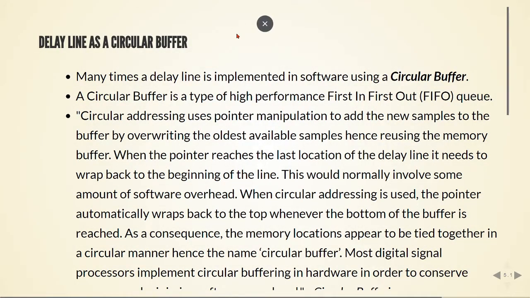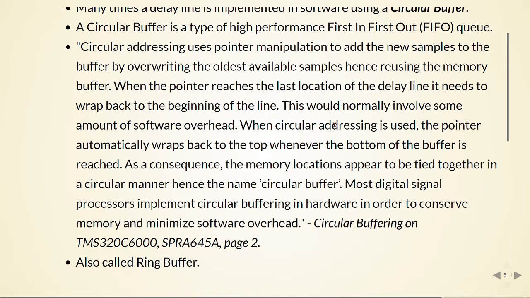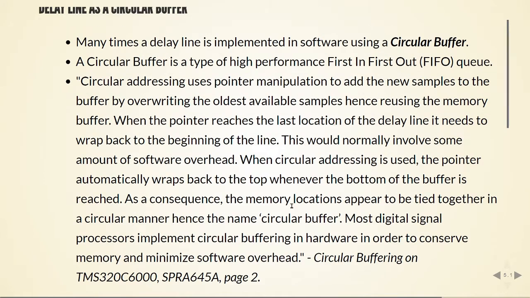So a delay line is often implemented in software using a circular buffer. A circular buffer can be seen as a type of high performance FIFO queue, first in, first out, and it's also called a ring buffer. We can see this definition of circular buffering on this data sheet from another processor by Texas Instruments. The circular buffer uses pointer manipulation to add new samples to the buffer by overwriting the oldest available samples, reusing a memory buffer.